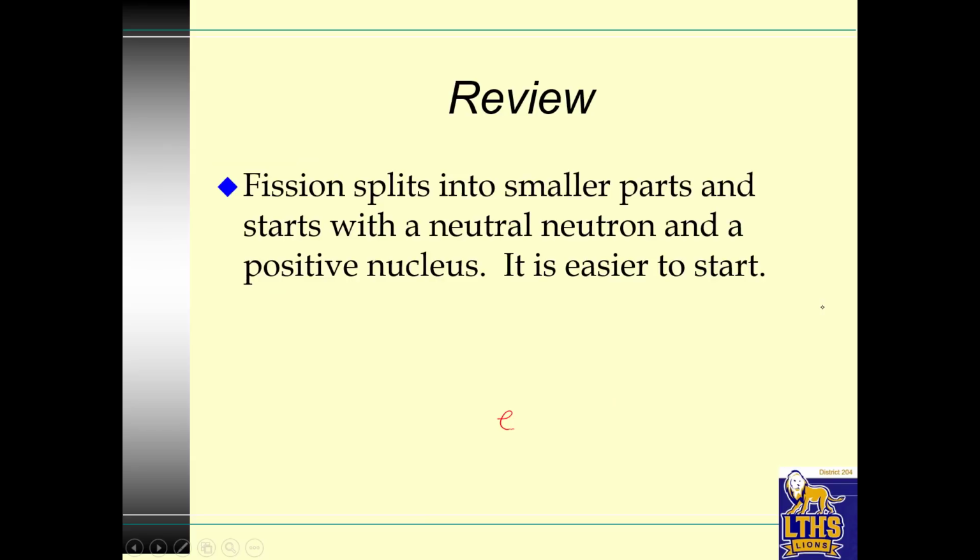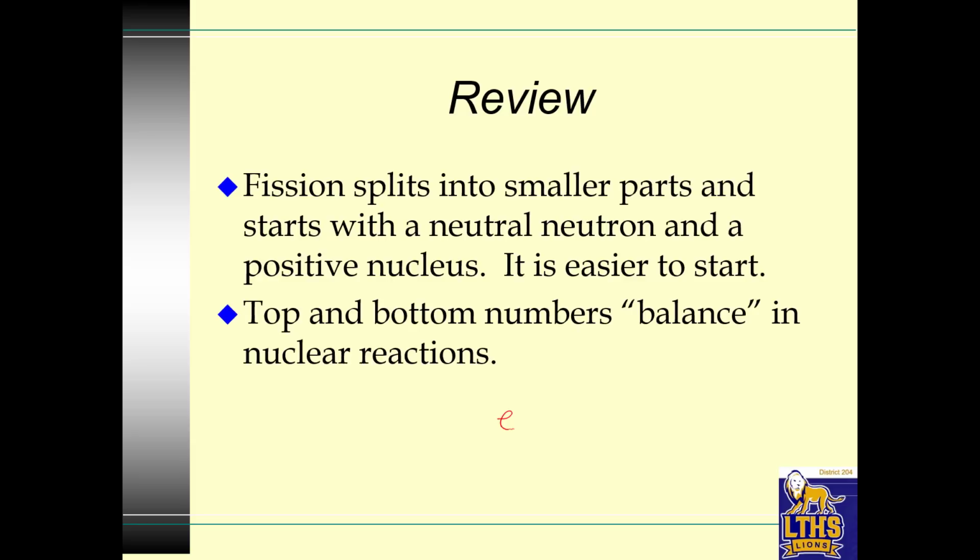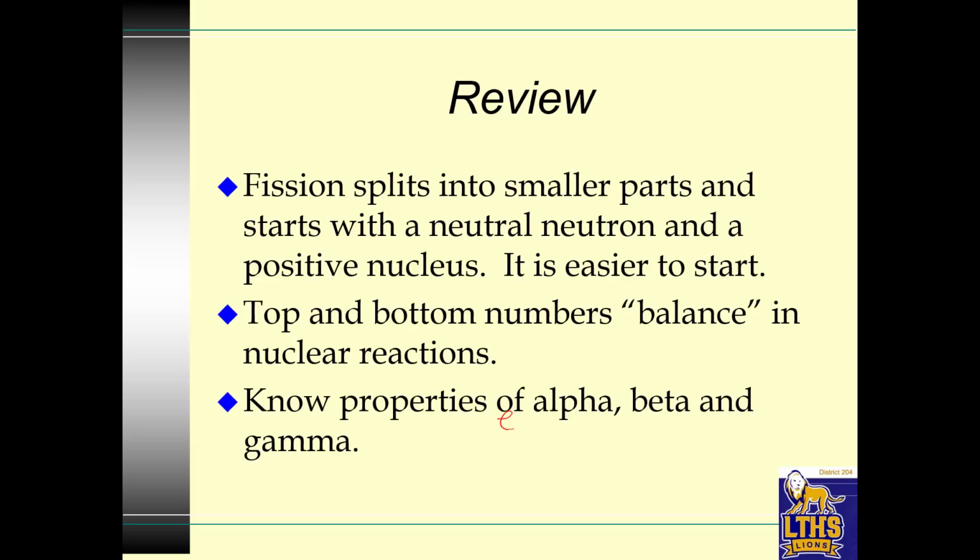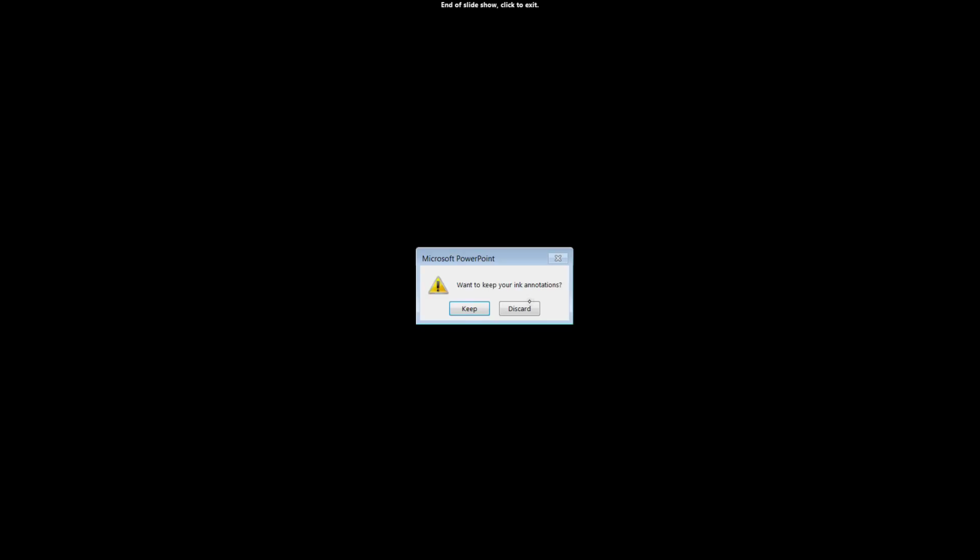All right, review. Fission splits into smaller parts and starts with a neutral neutron and a positive nucleus. It's easier to start. Top and bottom numbers balance a nuclear reaction. Know the properties of alpha, beta, gamma, and that is it.